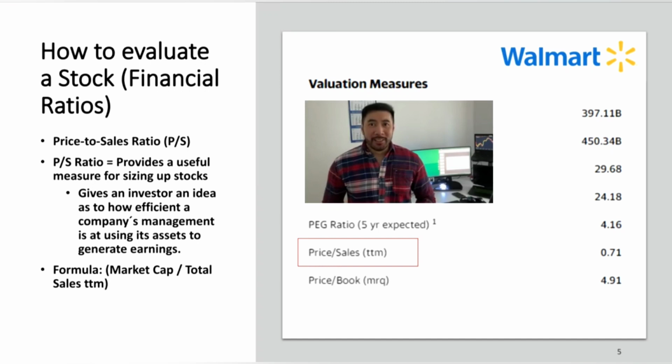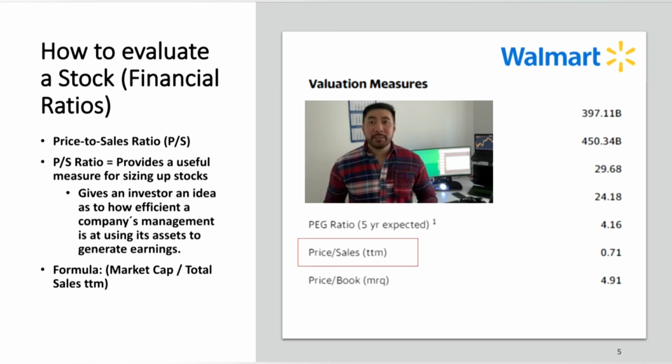Investors are always seeking ways to compare the value of stocks. The price-to-sales ratio utilizes a company's market cap and revenue to determine whether the stock is valued properly. The PS ratio is calculated by taking a company's market cap and dividing it by the company's total sales trailing 12 months. The lower the PS ratio, the more attractive the investment.